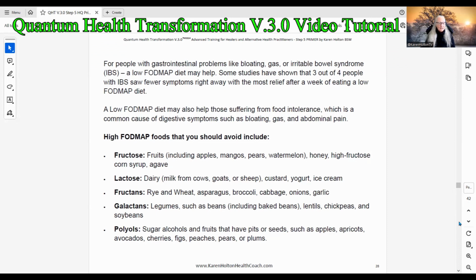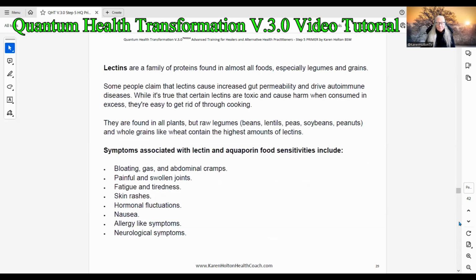Galactans: legumes such as beans, including baked beans, lentils, chickpeas, and soybeans. Polyols: sugar alcohols and fruits that have pits or seeds, such as apples, apricots, avocados, cherries, figs, peaches, pears, or plums. Now I want to talk about lectins.